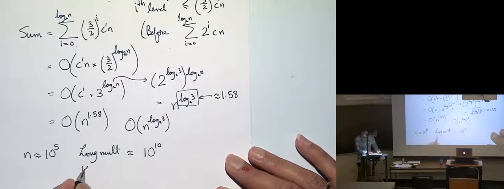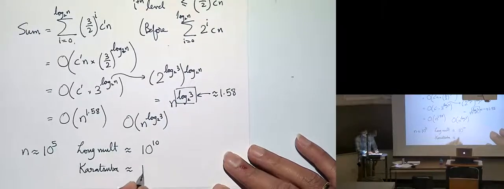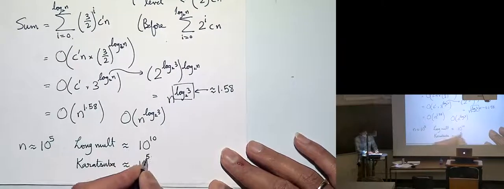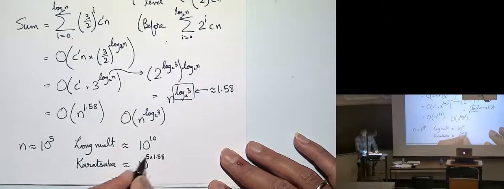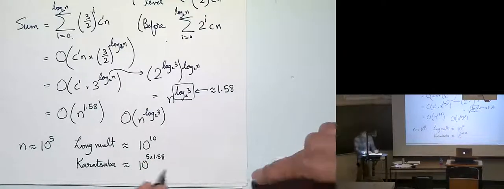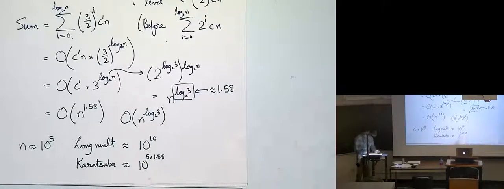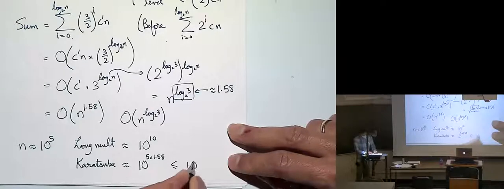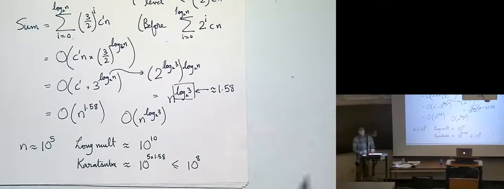If you're doing Karatsuba, you're looking at something like 10 to the 5 times 1.58, whatever. But this thing is going to be, I think, less than 10 to the 8, right? So it's like 100 times faster at that level. But you need to go pretty big. The constant is worse. There are lots of things to consider.